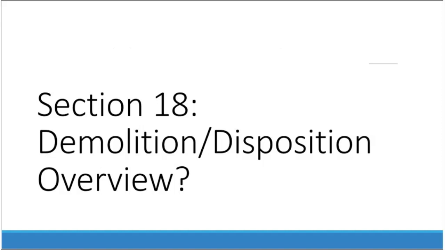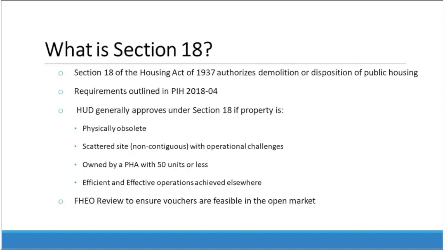All right, so let's focus on Section 18 first. Section 18 is that section of the Housing Act of 1937. It authorizes HUD to approve the demolition or disposition of public housing. This portion of the Act has been revised or evolved over the years. Most recently, the current rules that HUD and housing authorities operate under for demo dispo are identified in PIH 2018-04. So this is the most current notice that guides HUD and housing authorities interested in this form of Section 18.